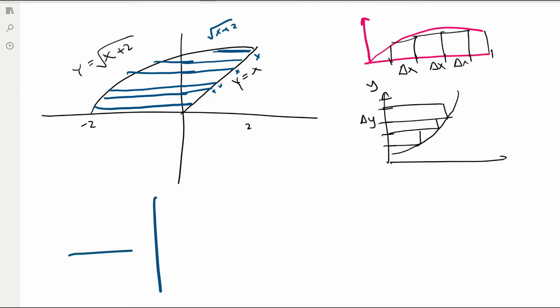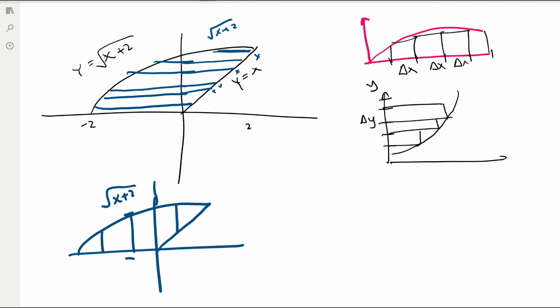Okay, I want you to understand this. All right. If you think about vertical rectangles like this, here the top is touching square root x plus 2 and the bottom is the x-axis. But here the top is touching square root x plus 2, and the bottom is the y is equal to x line. That's why we have two regions. This is the first region, this is the second region, right? But if you think about horizontal lines, it's always left touching square root x plus 2 and right y is equal to x. So with horizontal lines, you only have one region, not two.